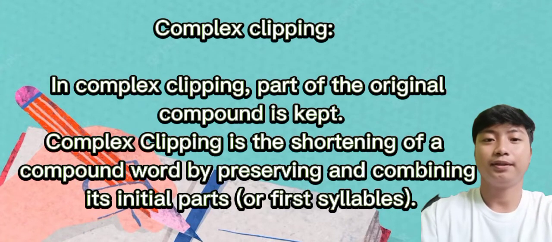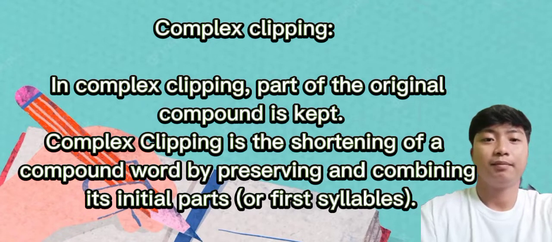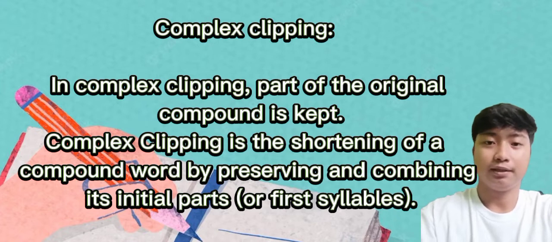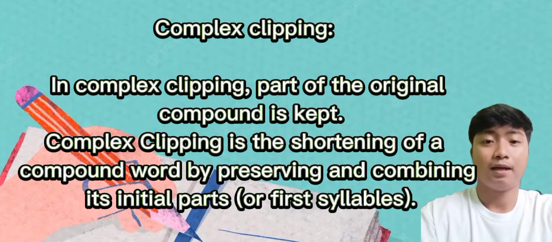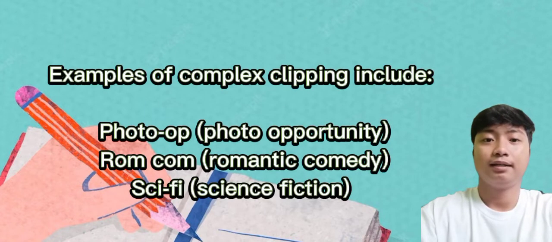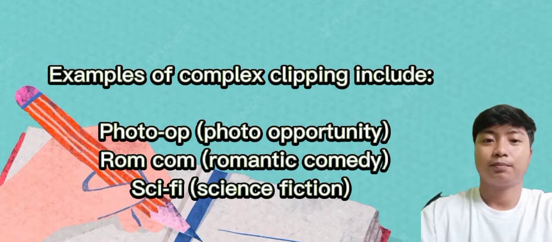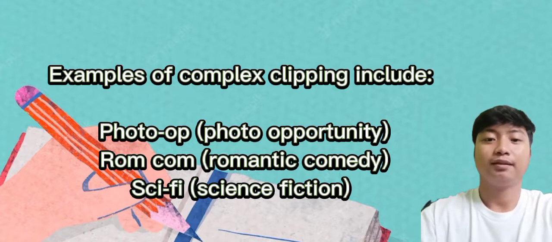For our fourth and last type, we have complex clipping. In complex clipping, part of the original compound is kept. Dito ang karaniwang halimbawa nito ay ang mga dalawang salita na karaniwang itinitira ang mga naunang letra. Ang mga halimbawa ng complex clipping ay photo op for photo opportunity, rom-com for romantic comedy.